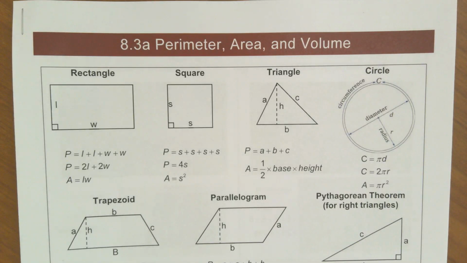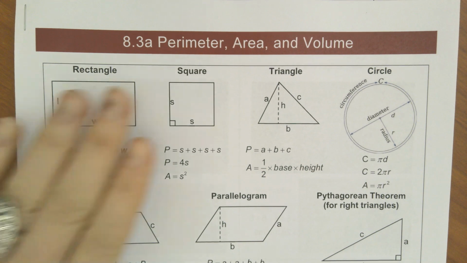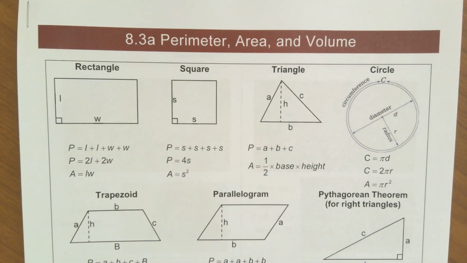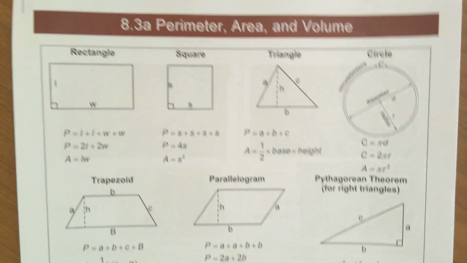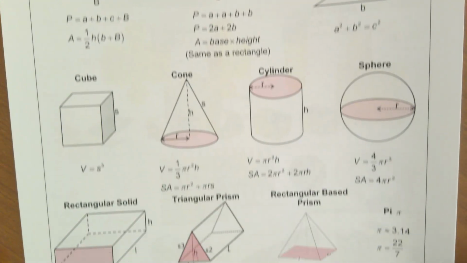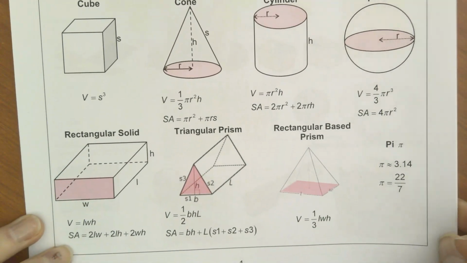which is perimeter, area, and volume. So here's all the formulas that we're going to be using in this book. You'll be given the formulas on the test and the final exam, so you don't have to memorize these, but you do have to know the names so you can find the formulas that you will need.